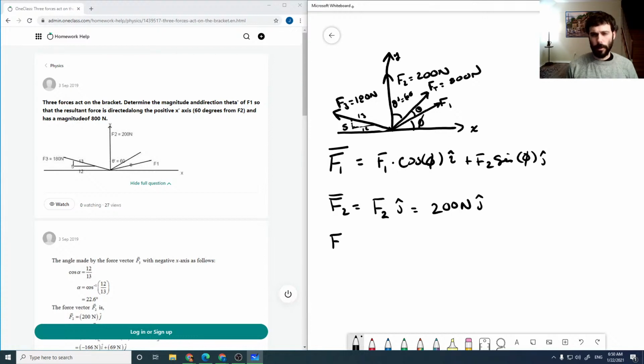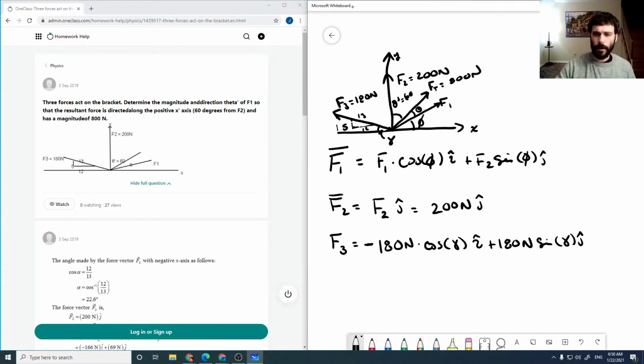And then my F3 is, again, I'm going to just call that angle gamma. And so we can see that it's minus 180 newtons times cosine of gamma in the I hat direction plus 180 newtons sine gamma in the j hat direction.